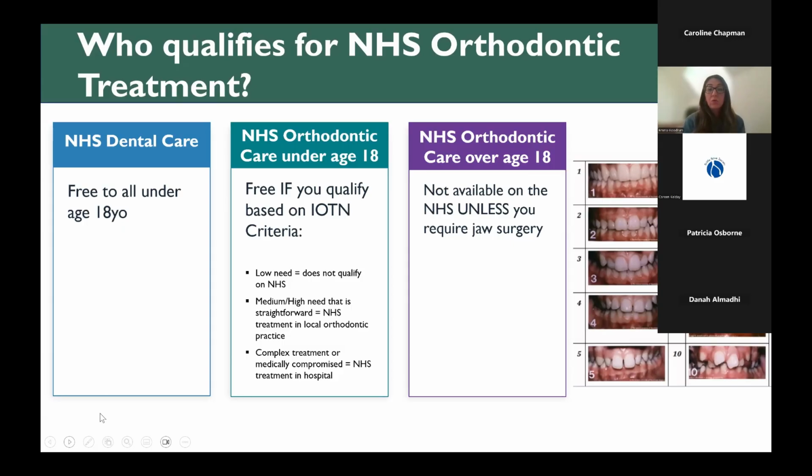So if you need what we call orthognathic jaw surgery, we have to wait until you've finished growing before you can have that treatment. So we have to wait until you're an adult, and then that will be included. But the vast majority of the time, you have to be under the age of 18 to get treatment. Otherwise, you're looking at going down a private route. Next slide, please, Caroline.